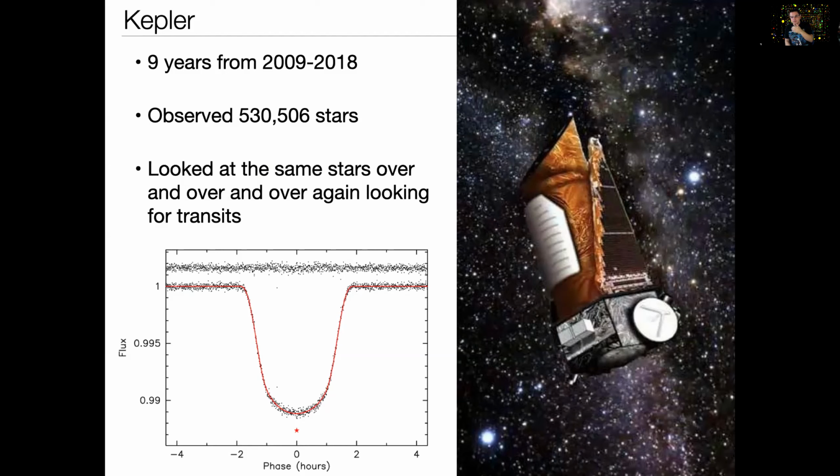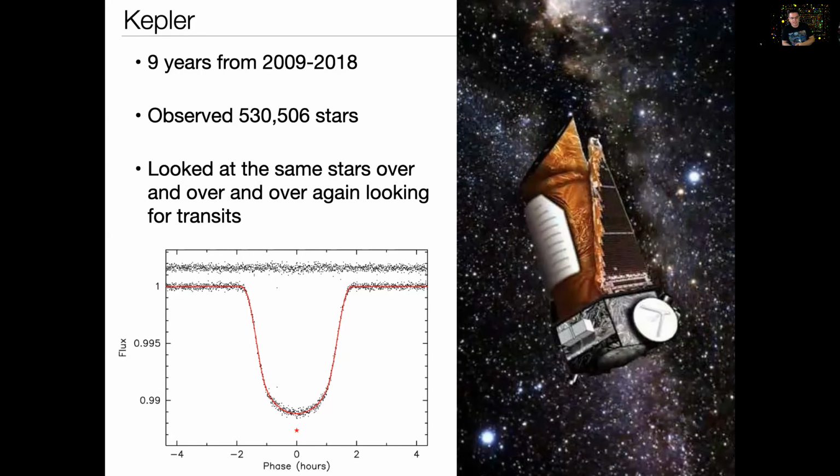They observed in 2 fields because they had a gyroscope fail. They observed the original field, I can't remember for how long it was, and then the gyroscope failed, so they couldn't point the telescope where they used to point it, and so they started observing a different field. So we have 2 Kepler fields on the sky, and all of the Kepler data comes from those fields. Over its life, Kepler observed some 530,000 individual stars. Okay, so that's a lot of stars.